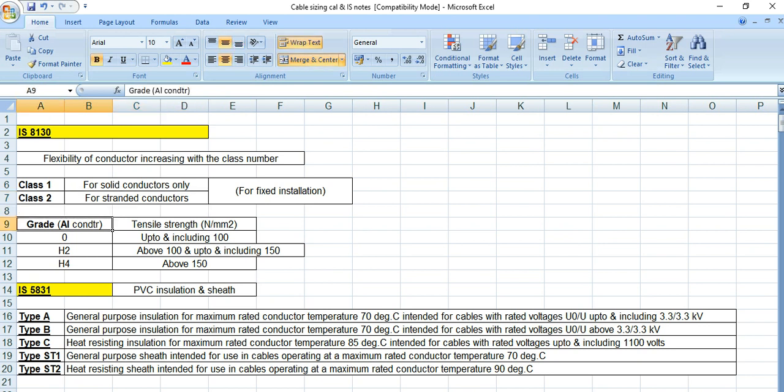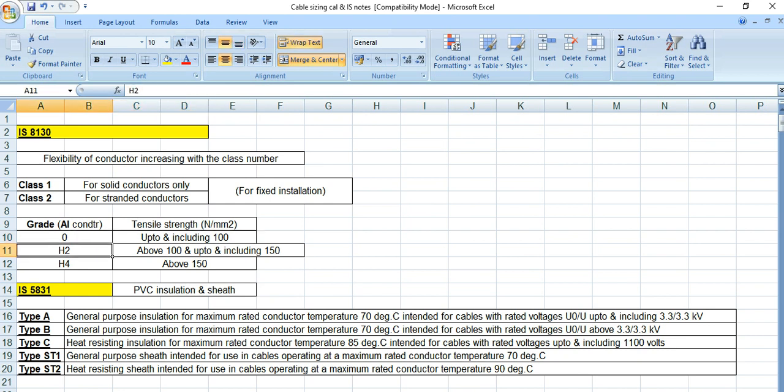Now coming to the grade. This is for aluminum conductor. The grade of cable conductor, if it is grade 0, means the tensile strength, expressed in Newton per square mm, is up to and including 100 Newton per square mm.